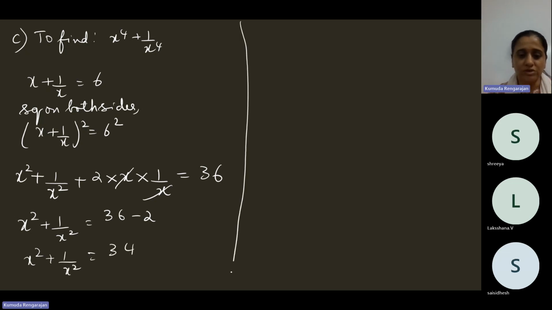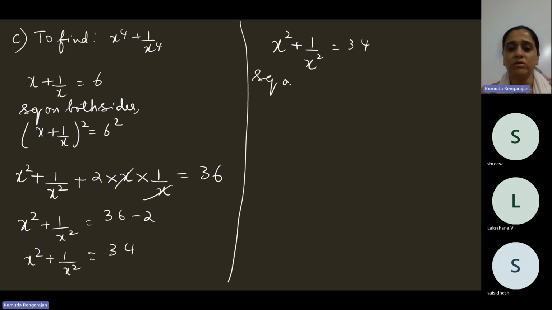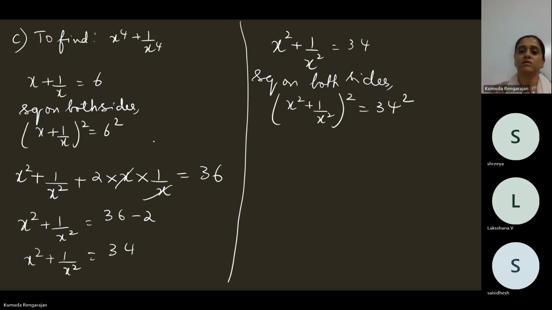Now square this equation on both the sides. x squared plus 1 by x squared is equal to 34. Squaring on both sides, x squared plus 1 by x squared, the whole square, is equal to 34 square. Now expand. a plus b the whole square is equal to a square, so x squared... Continue, children. Complete this and find. When you finish this, you will see that you have found the value of x to the power 4 plus 1 by x to the power 4. Finish it.